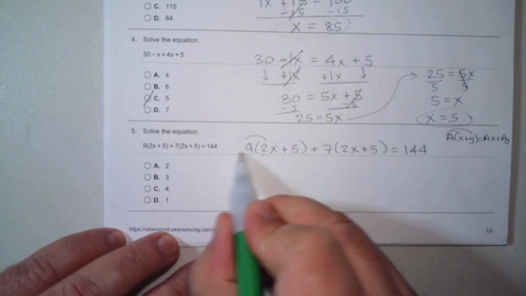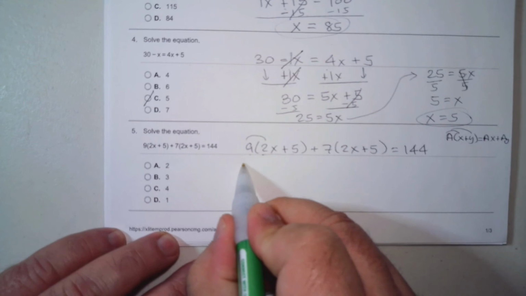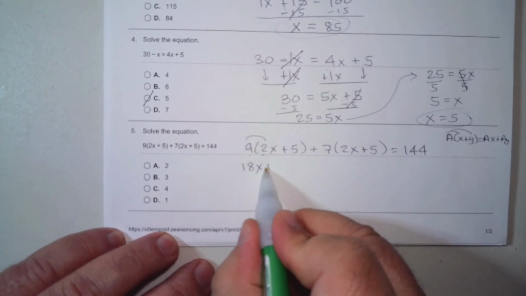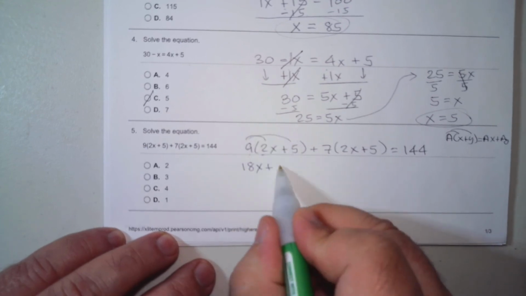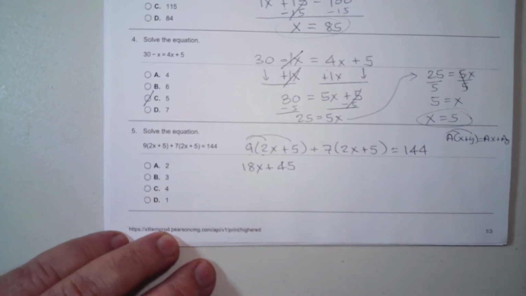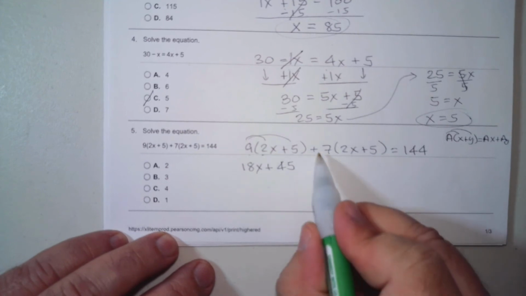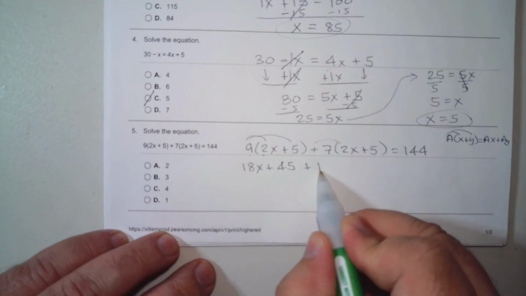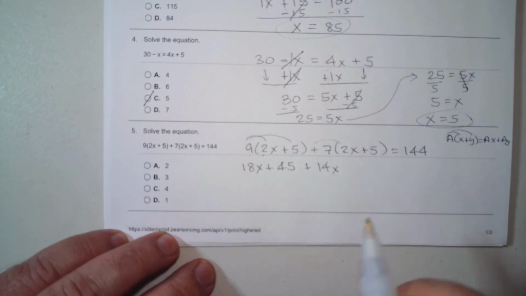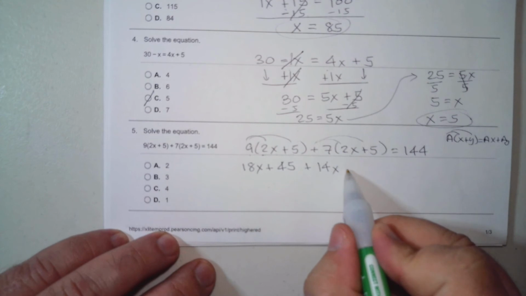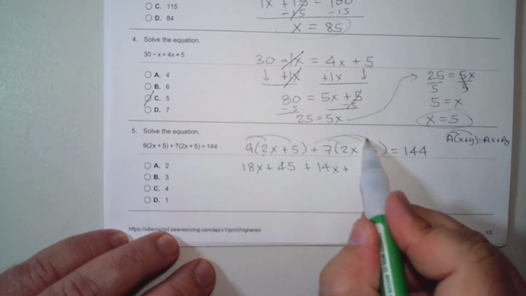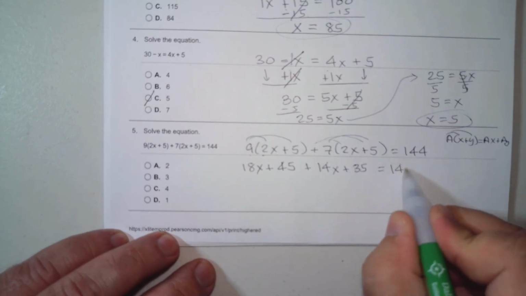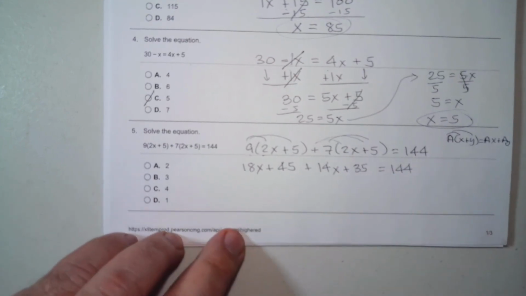So 9, positive times positive is positive. 9 times 2 is 18x. Positive times positive is positive. 9 times 5 is 45. Positive times positive is positive. 7 times 2 is 14x. Positive times positive is positive. 7 times 5 is 35. Equals 144.